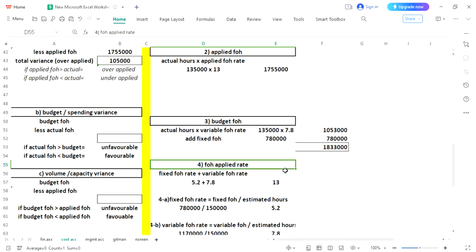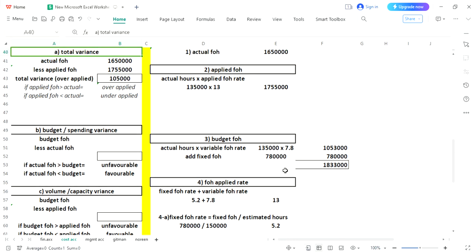It means you will solve your fourth step, you will get the applied FH rate, and this applied FH rate would be used to multiply with actual hours to get your answer, applied FH, and that applied FH will be put over here to calculate our total variance. Alright, it's time to calculate our budget variance as well.